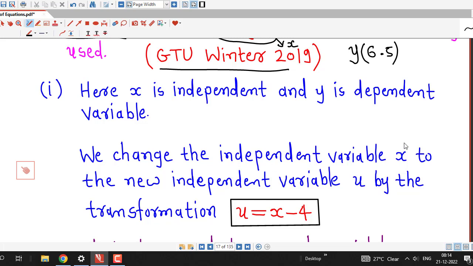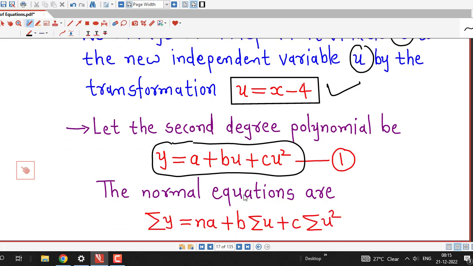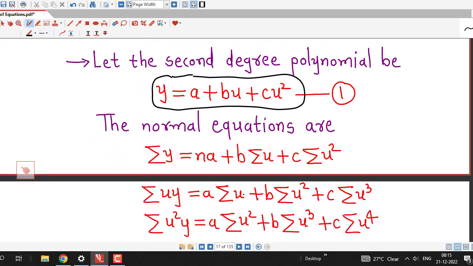We change the independent variable x to the new independent variable u by the transformation u equal to x minus 4, and we assume this form of second degree polynomial y equal to a plus bu plus cu square, and the corresponding normal equations are: first we apply sigma on both sides of this equation, that is sigma y equal to n into a plus b sigma u plus c sigma u square.